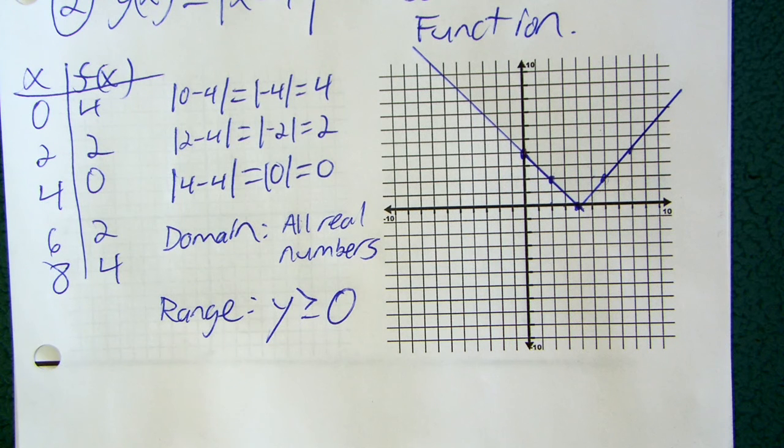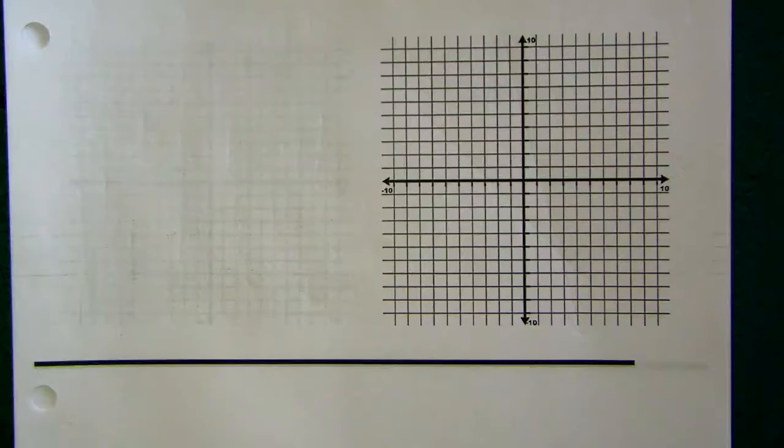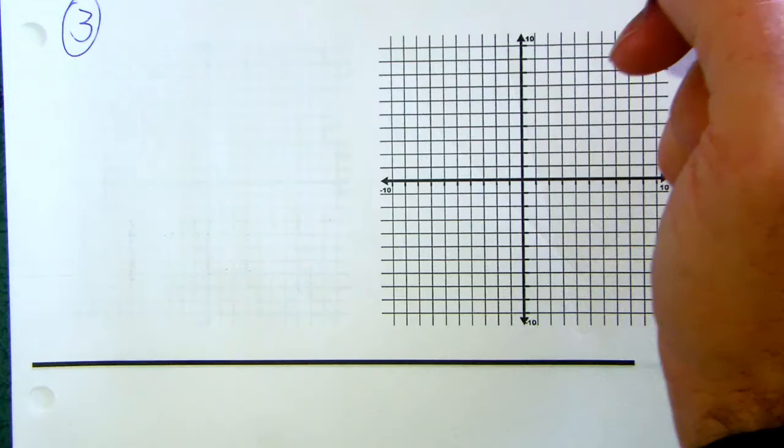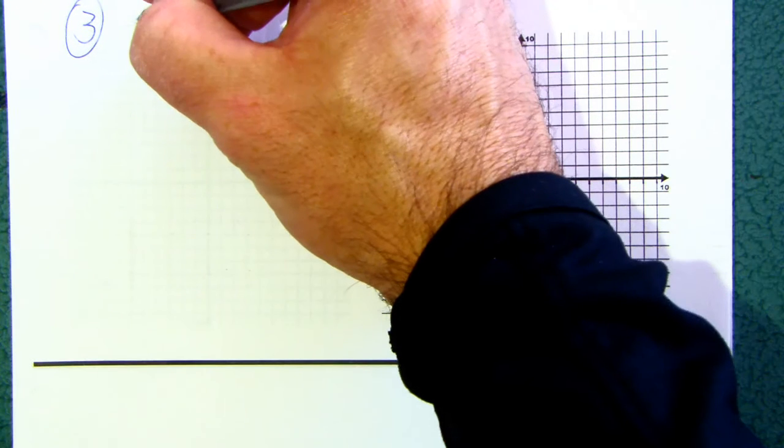All right, so we got an absolute value function. The domain is all real numbers, which means I can substitute in any number I want. And my range is y is greater than or equal to 0. And the last one I want to do here is a quadratic function.